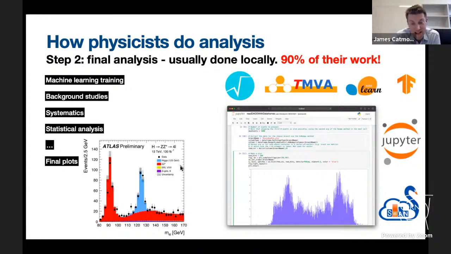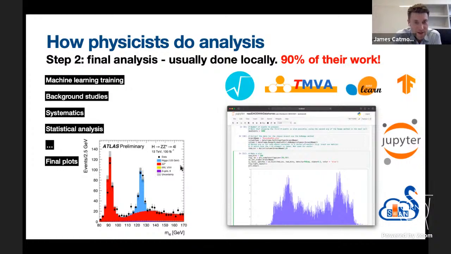And I should stress that 90% or more of the work of an average physicist is spent at this step. The step that I described earlier is the step that's sort of interesting from the point of view of understanding how the grid works. But from the point of view of how a physicist works, most of their job is spent after this is done, once they've got these small files on their laptops.